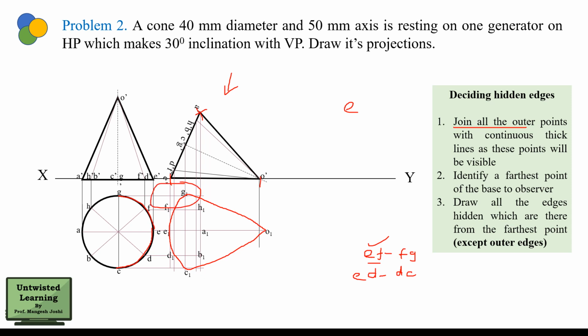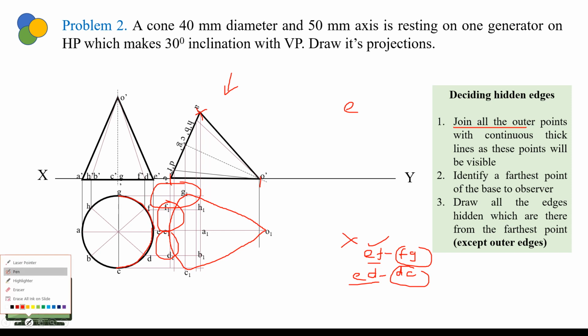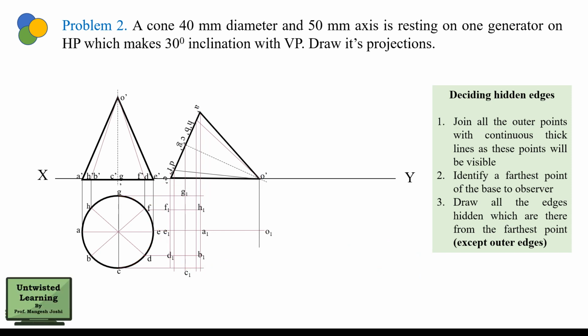FG, yes, FG also is on the longer outer side. ED also is on the outer side, and DC is on the outer side. So you can clearly say that there will be no hidden lines in this case. Okay, and the remaining points you have to join with a dark line. So there will be no hidden line or curve in this case.